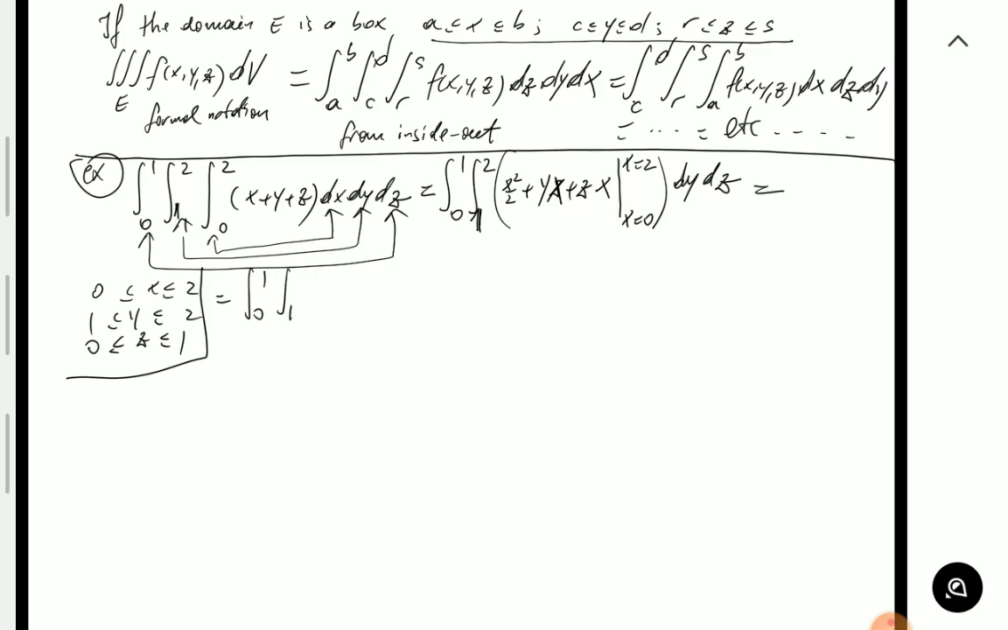Okay, so now I'm just plugging in 2 and 0 for x. So I get, let's do it with some extra steps, 4 over 2, which is 2, plus 2y, plus 2z over here, minus plug in 0, that's 0 plus 0 plus 0. Let me write it one more time so I can see it better here. So now I have to integrate 2 plus 2y plus 2z in the order dy dz.